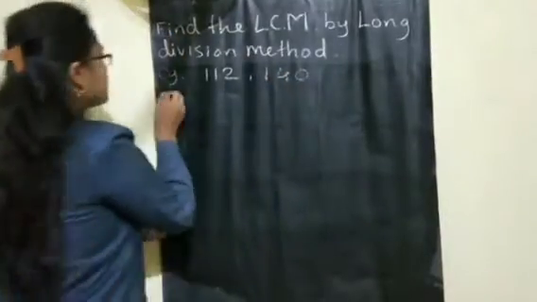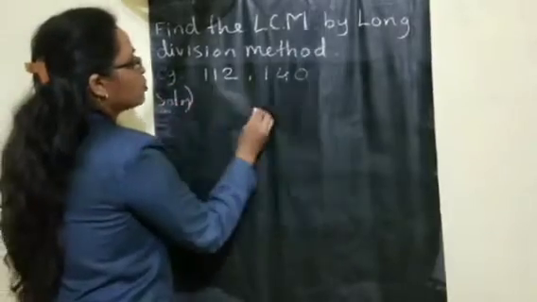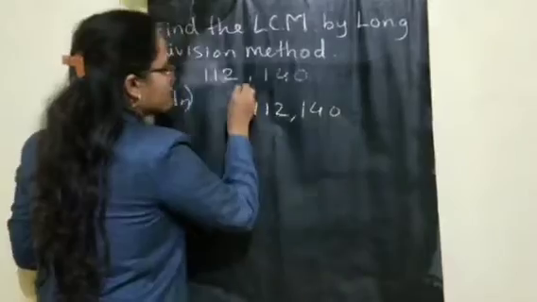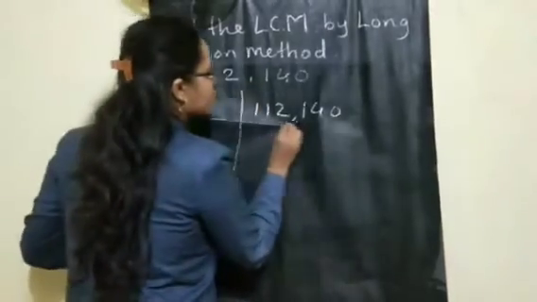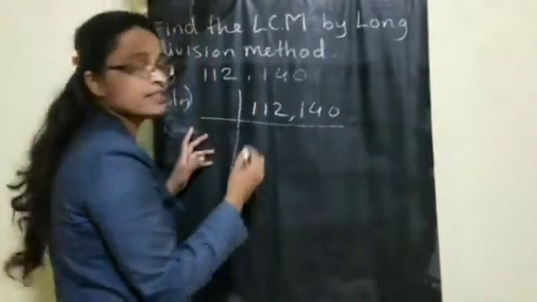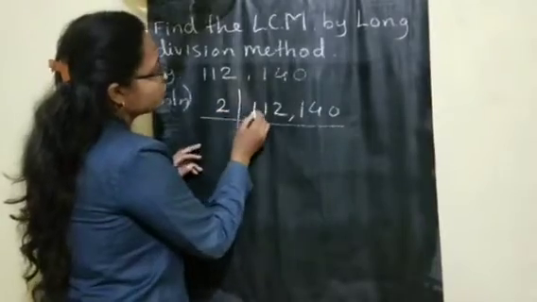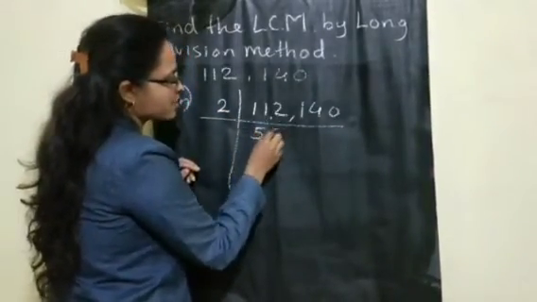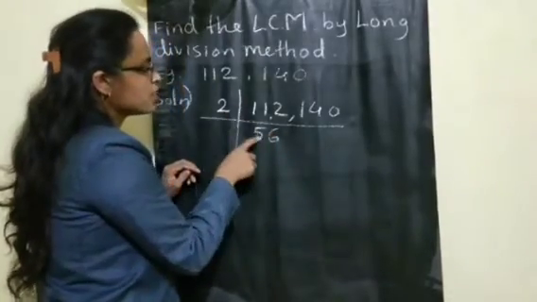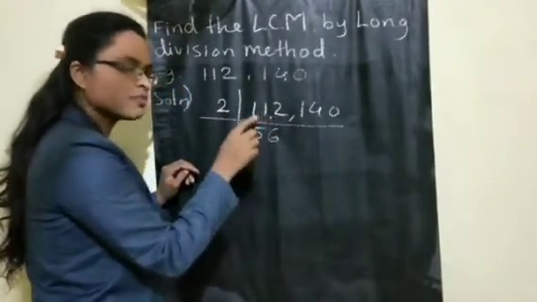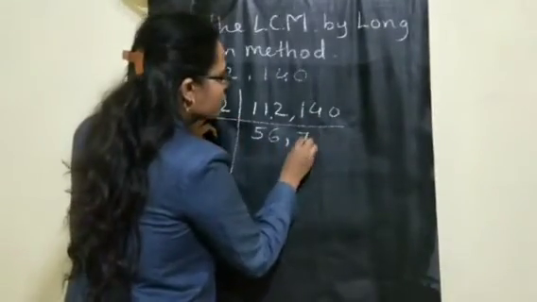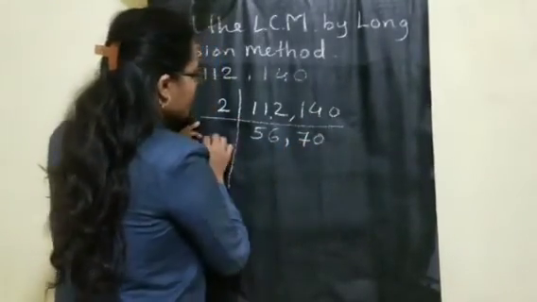140 children. Same steps. First write both the numbers together. Then let us start with the smallest prime number, that is 2. 2 5s are 10. Carry left here 1. 2 6s are 12. Means 2 multiplied by 56 you will get 112. Means you can divide properly. Then again 2 7s are 14. 0 as it is.